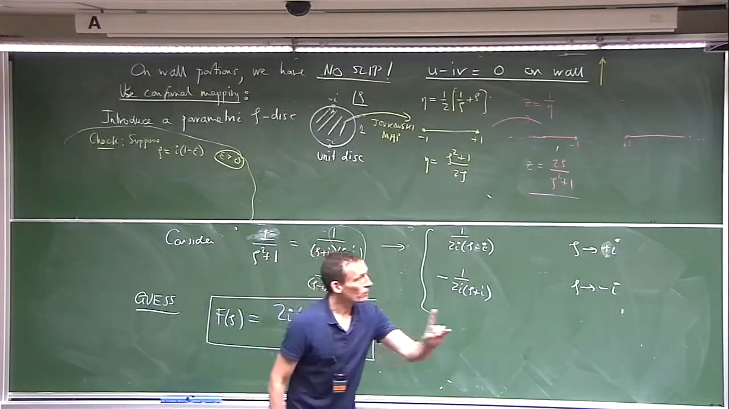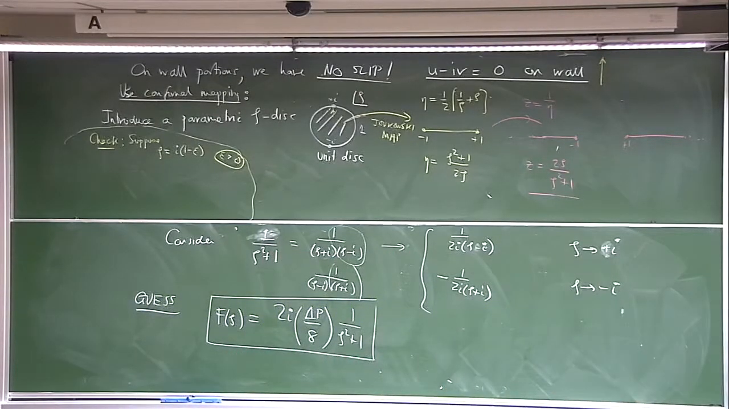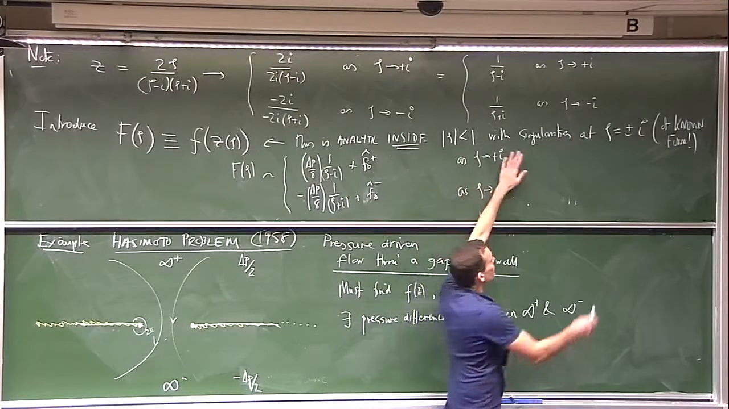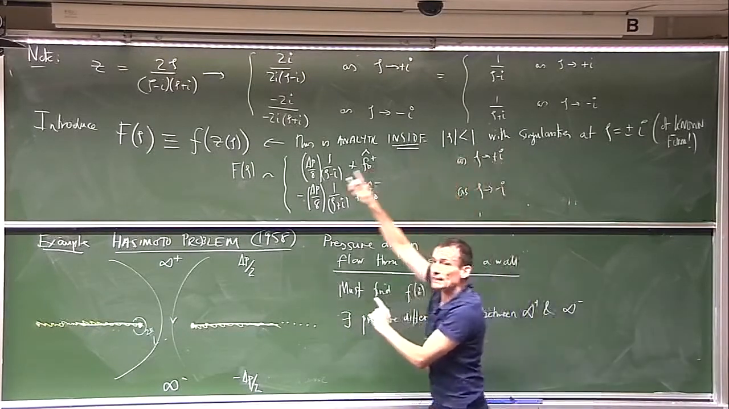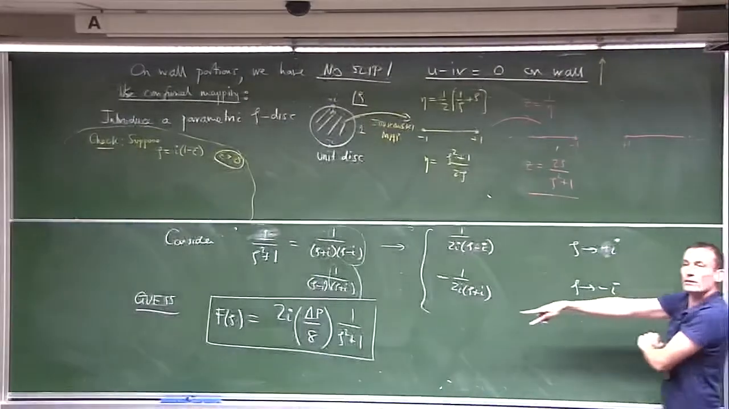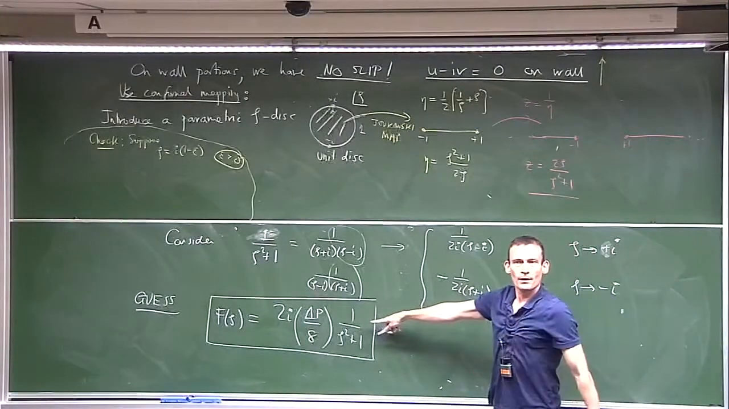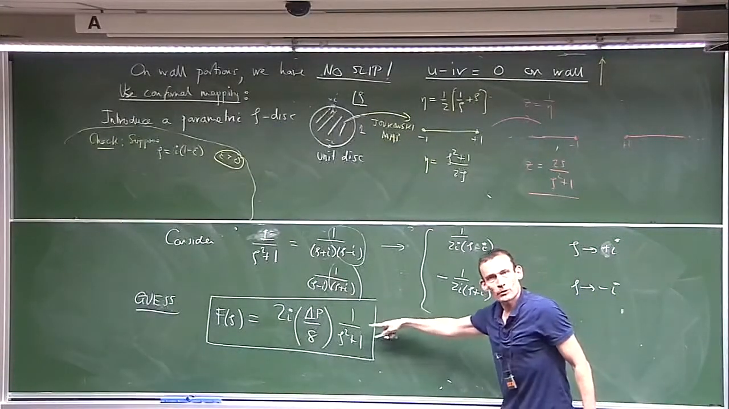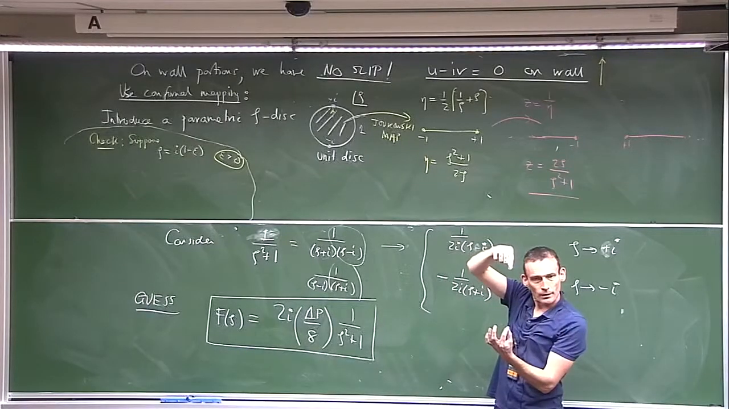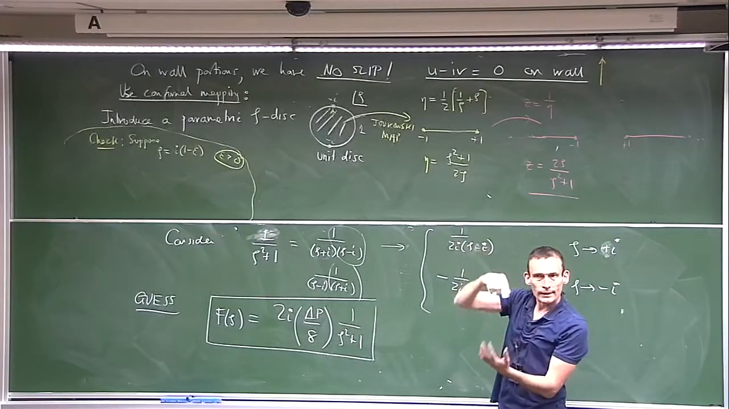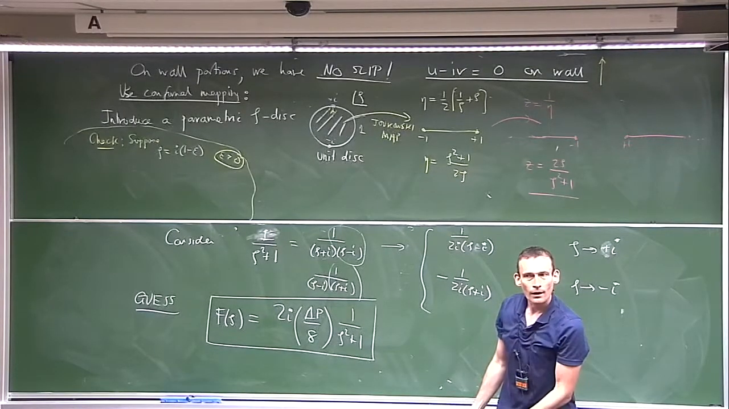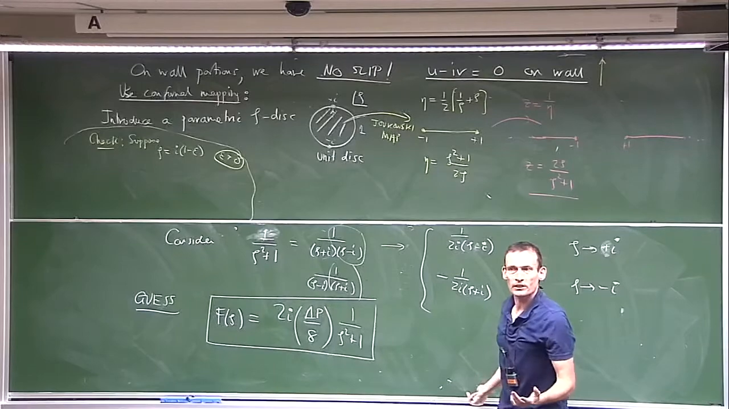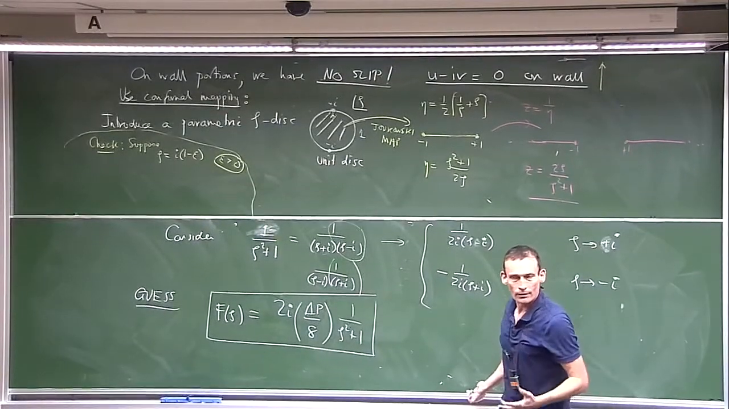We need to check though. F is analytic inside the disk with singularities at the edges. We fix the singularities to be correct. Is our guess analytic inside the disk? Yes. And it satisfies the requirements at plus and minus i. It is in fact the correct F. You see how I did that? I hardly did anything. I just looked.